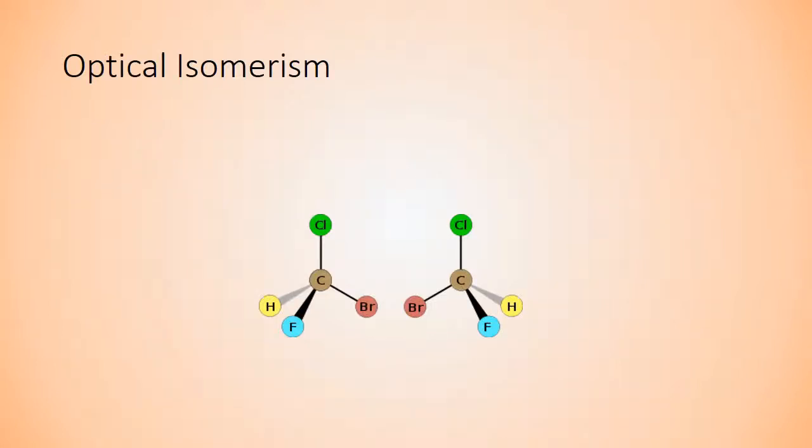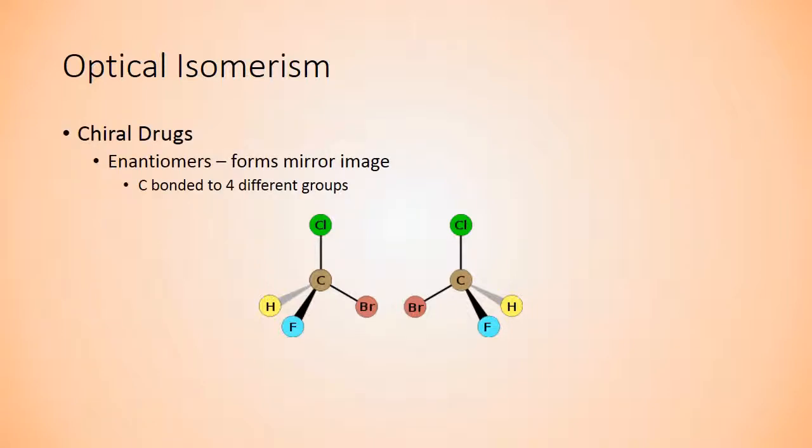So the next one we're going to talk about is optical isomerism. These are what we call chiral drugs. So chiral drugs, a term that we use with them is enantiomers, which form a mirror image. How this is going to occur is when you have carbon bonded to 4 different groups. So here we have carbon bonded to a hydrogen, a fluorine, a bromine, and a chlorine. And if you were to put a mirror right down the middle, you create a mirror image.